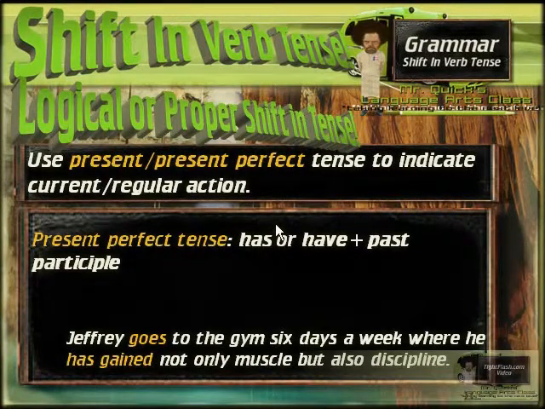Jeffrey, for instance, Jeffrey goes to the gym 6 days a week, where he has gained not only muscle but also discipline. Excellent verb tenses there. Goes, has, gained, makes good sense. Had would also make good sense there, as well as some other things. But in order to deal with the meaning here, this is a more perfect way to talk about Jeffrey and his 6 days of the week.